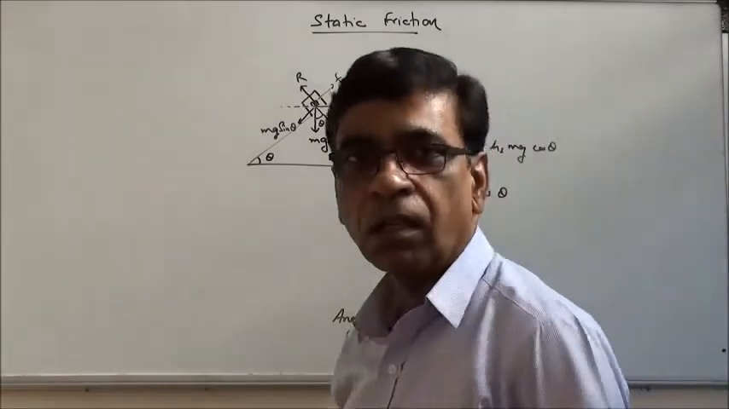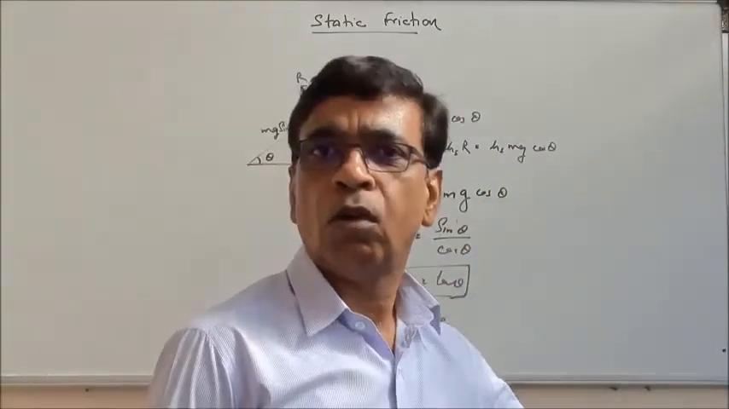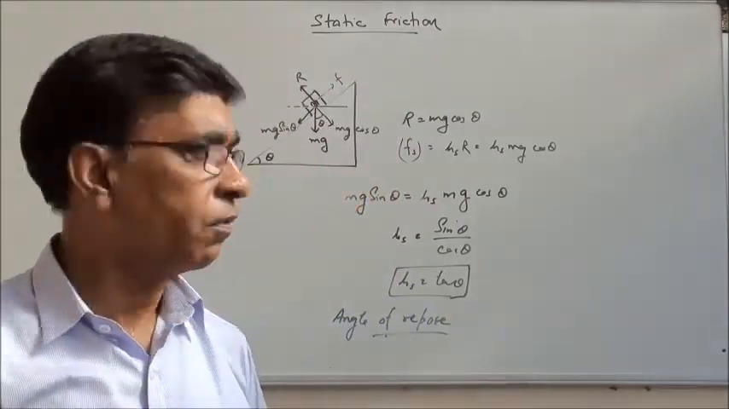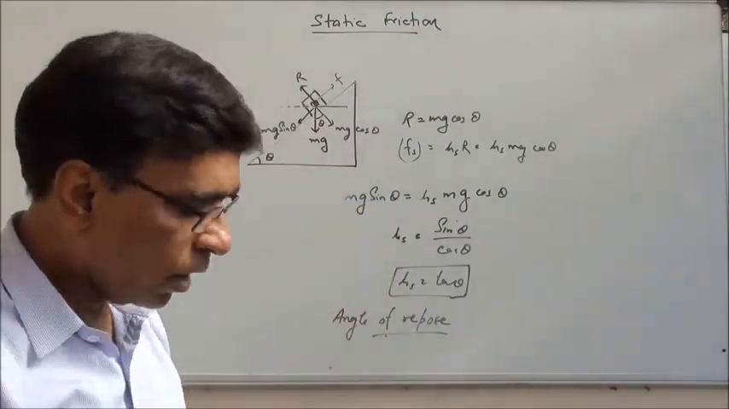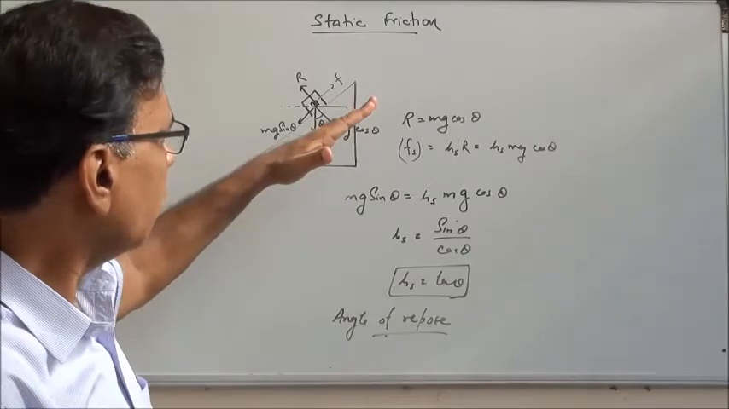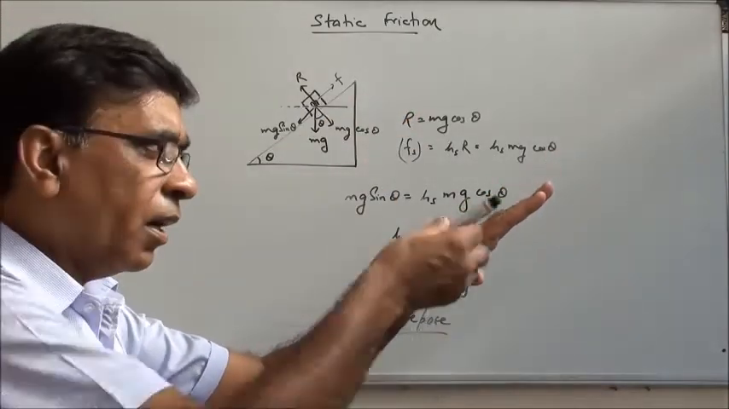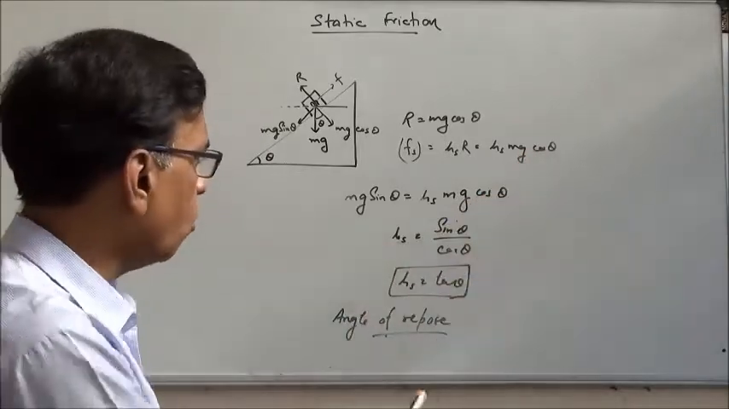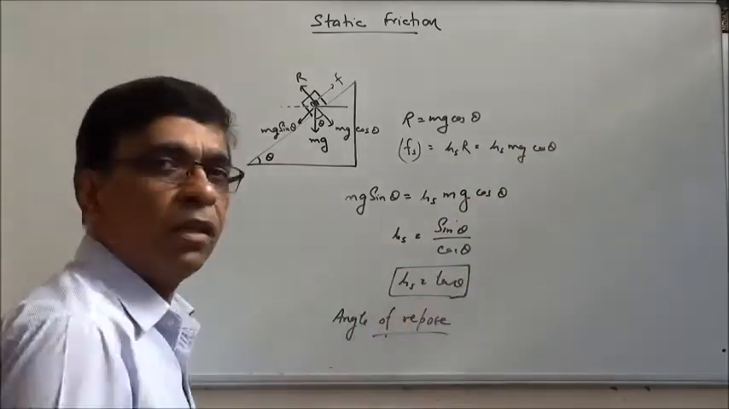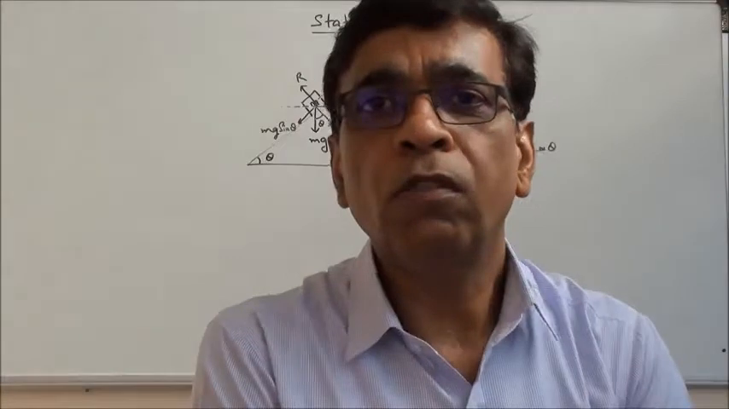This is an experiment also. We can find out the value of the static frictional coefficient, mu s, by using an inclined plane. You keep on increasing the angle of the inclined plane, and at whatever angle it starts sliding down, you note down that angle. Tan theta will give you the value of the friction coefficient.